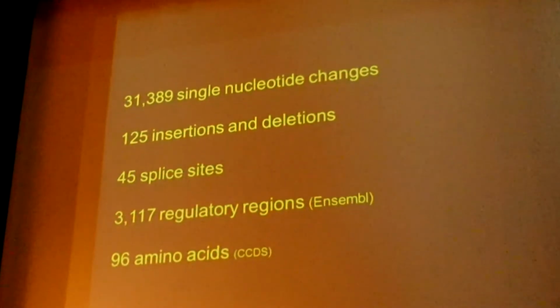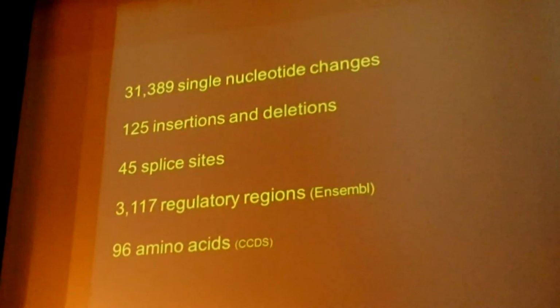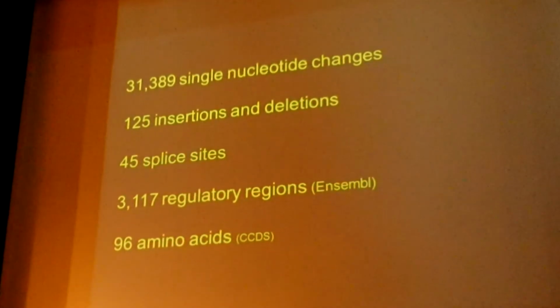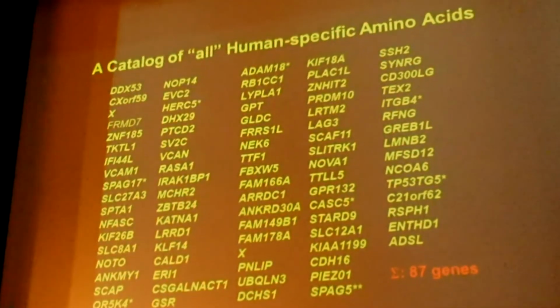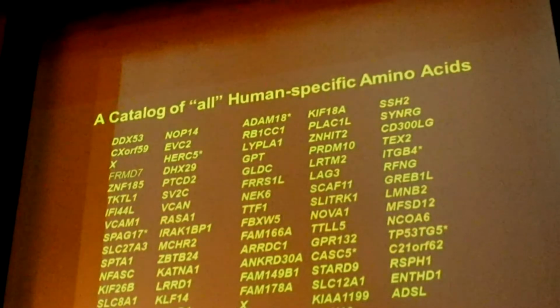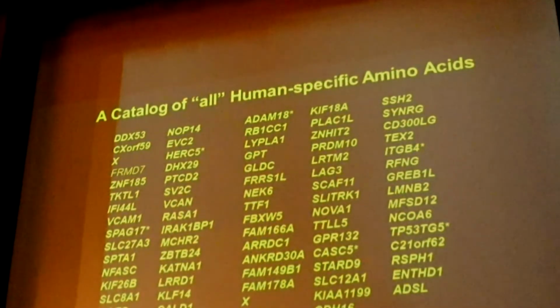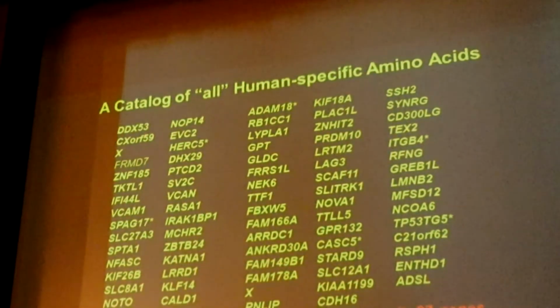You can of course, for the most part of it, not make sense of it. We don't know what these things cause. But among them, I believe there will be some important things hiding. So for example, if you look at the amino acid changes, there are only 96 amino acid changes in this category that affect 87 proteins. And this is a list of these proteins here.